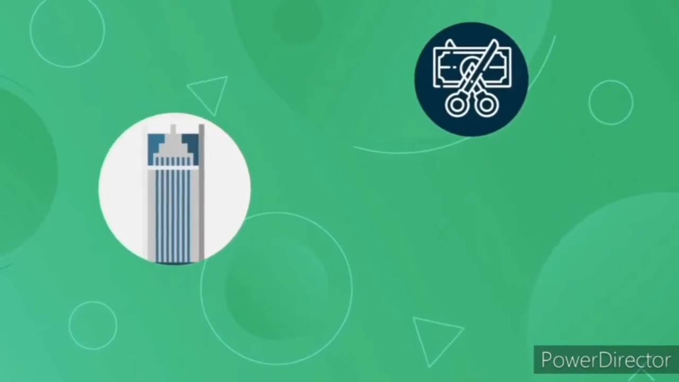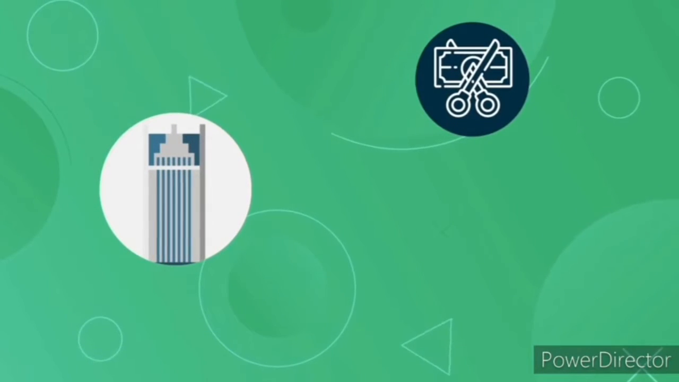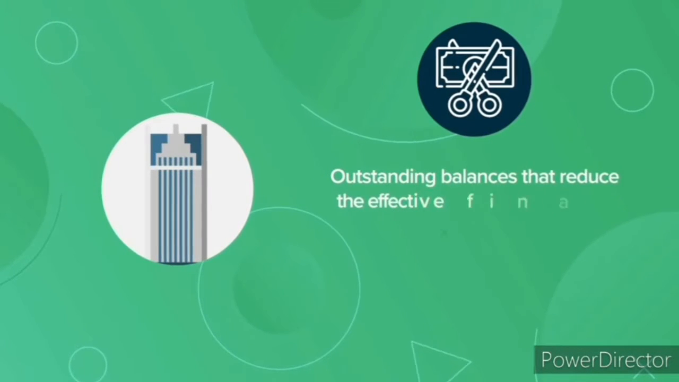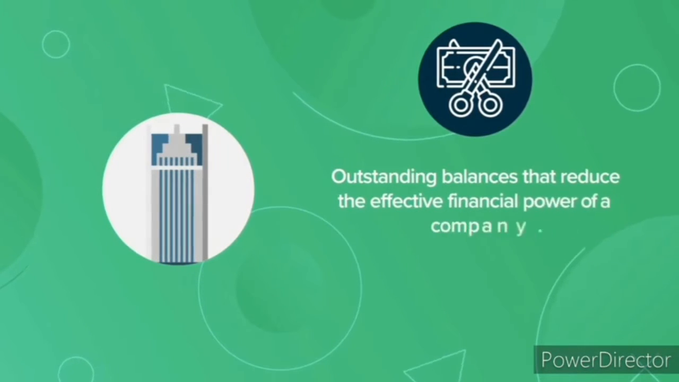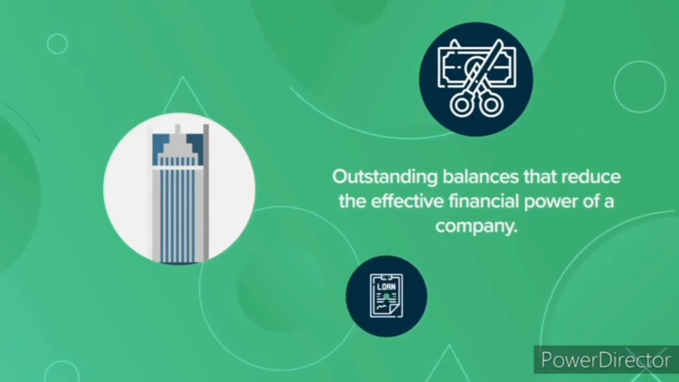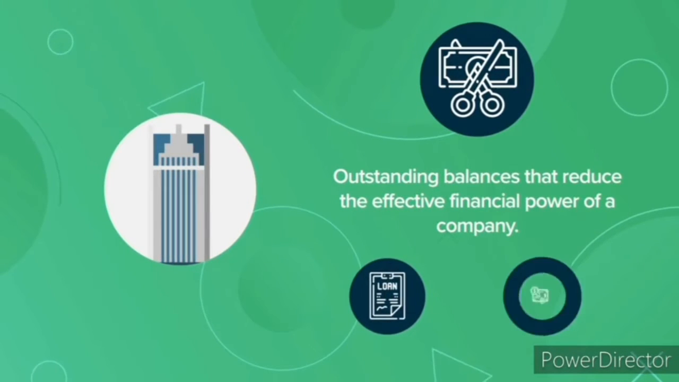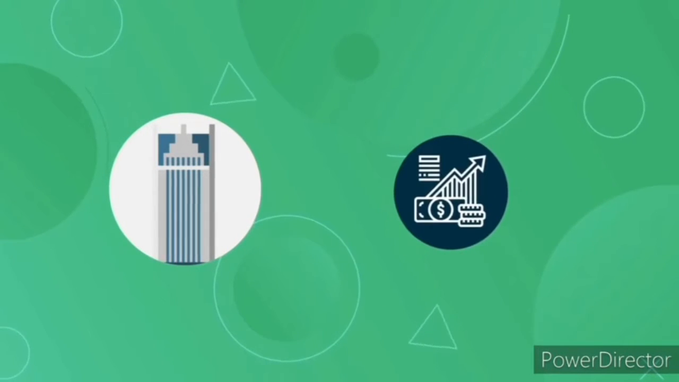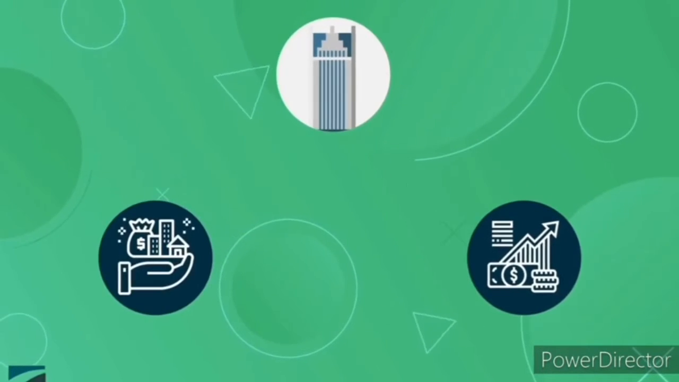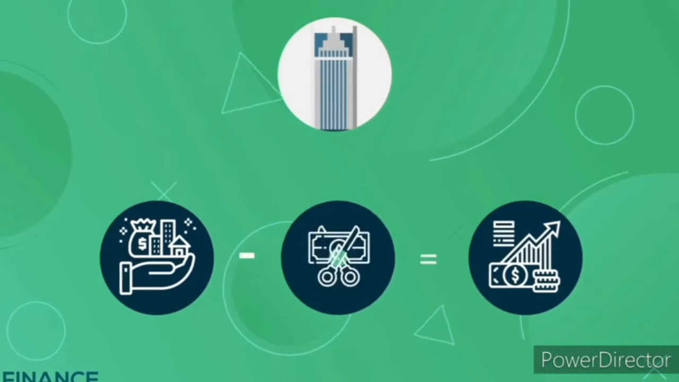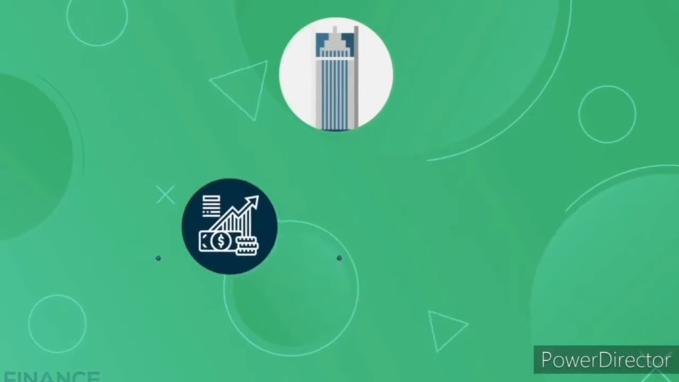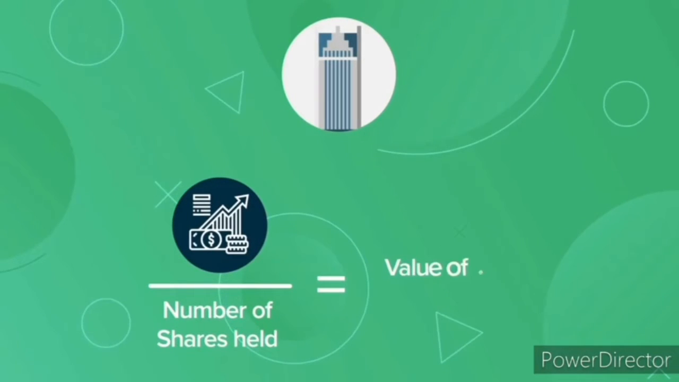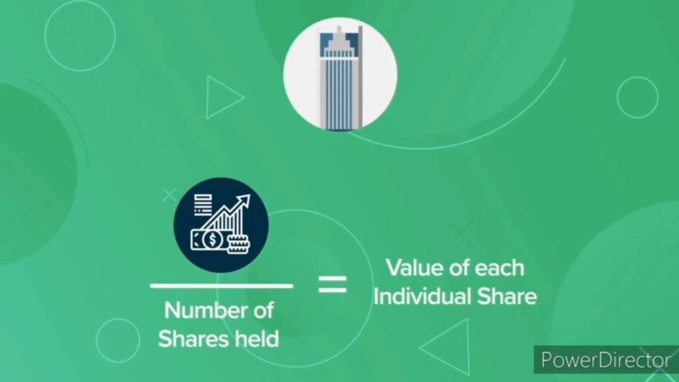A company's liabilities refers to outstanding balances that reduce the effective financial power of a company. Debt from a loan or the issuance of bonds are examples of liabilities. Shareholders' equity is the value of a company's assets minus its liabilities. This number divided by the number of shareholders represents the value of each individual share.